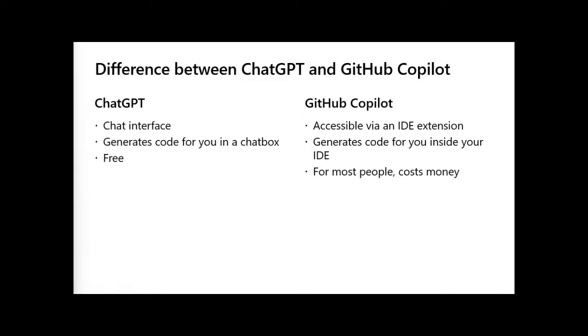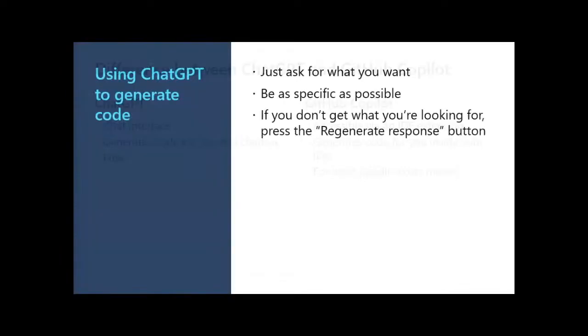GitHub Copilot, on the other hand, is accessible via an IDE extension. So if you use Visual Studio, VS Code, or some JetBrains IDE like PHP Storm or IntelliJ IDEA, things like that, you can install GitHub Copilot on those. And then it generates the code for you directly inside your IDE. For most people, it costs money, but I know there's some students here that can get it for free. And also, if your company pays for it, like Microsoft, then you get it for free as well.